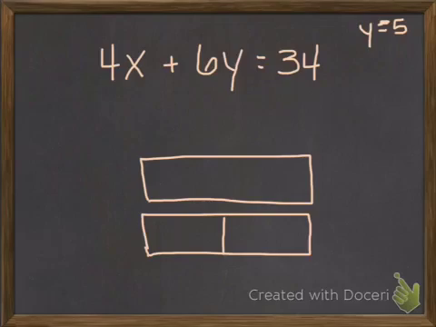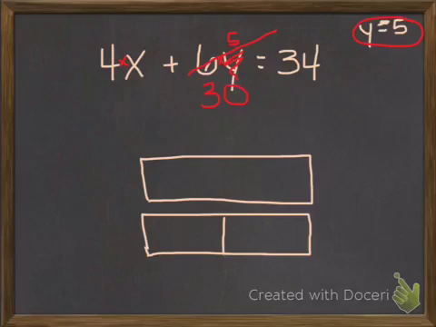Okay, let's try one more problem with 2 variables. Here we have 4x plus 6y equals 34. And remember, when you see the variable next to the number, you know that that literally means 4 times x and 6 times y over here. Okay? And as you can see, I've told you that y equals 5. So we know that this y is actually 5. And we know that 6 times 5 is 30, which replaces this whole part. So we now have 4x plus 30 equals 34.